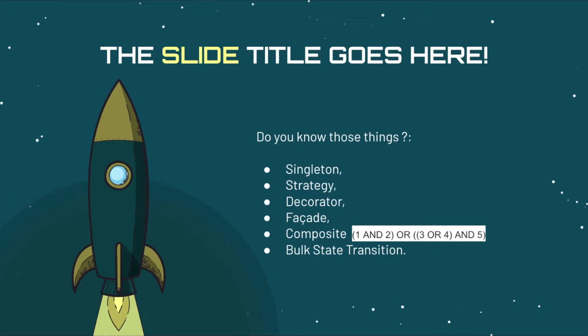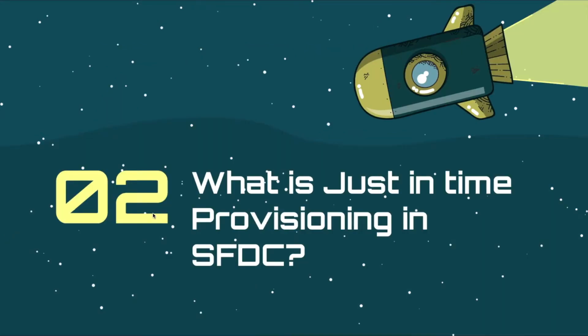The bulk state transition design pattern is the general pattern used to perform bulk actions in Apex based on the change of state of one or more records. For more information about any of these design patterns, please see other videos on my YouTube channel. So let's jump to the next question.